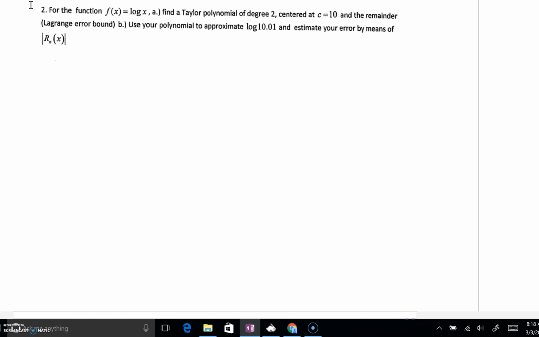For our second problem on review worksheet 2 in chapter 12, a great problem with the Lagrange error bound. It says you've got log of x, find a Taylor polynomial, degree 2, centered at c equals 10, also find the remainder, then use your polynomial to approximate what the log of 10.01 is, estimate your error by means of that Lagrange error bound. So, tell you what, we are centered, of course, at 10.